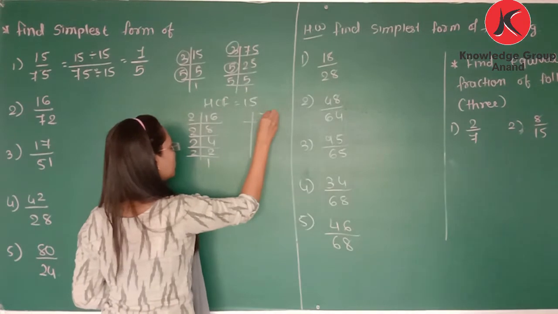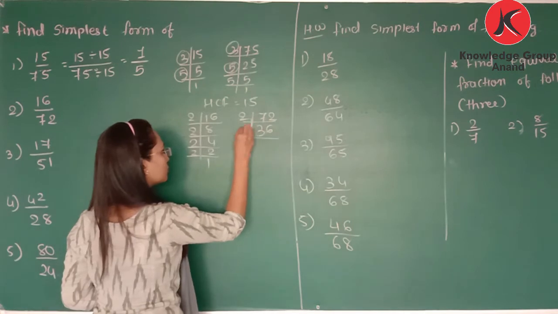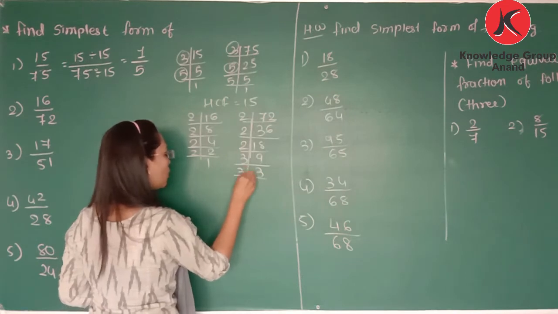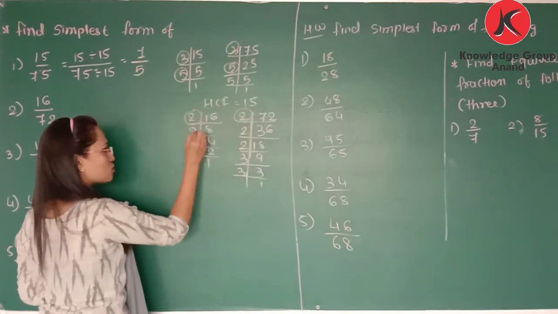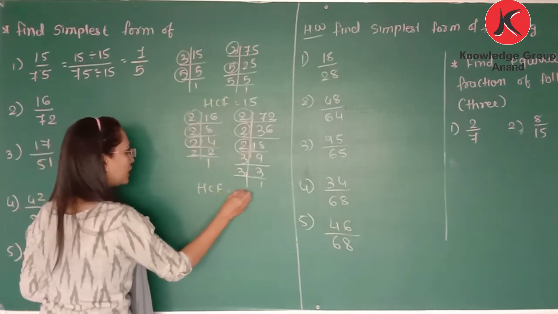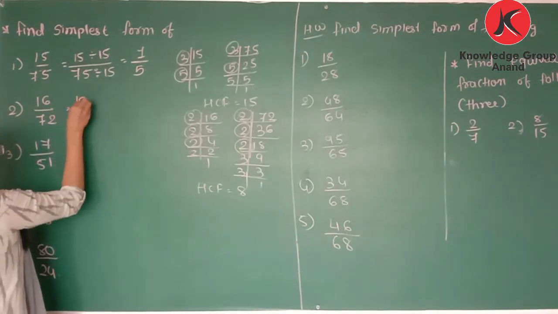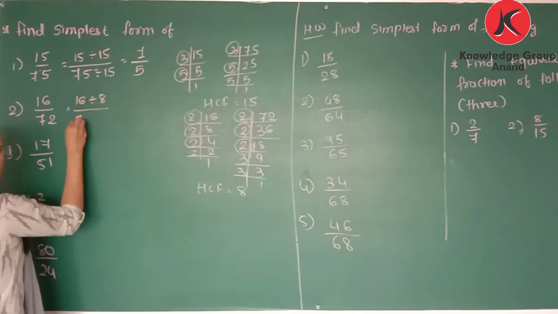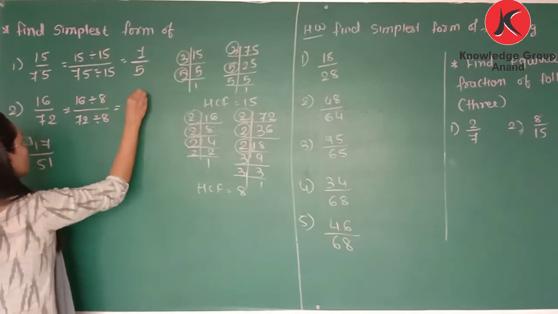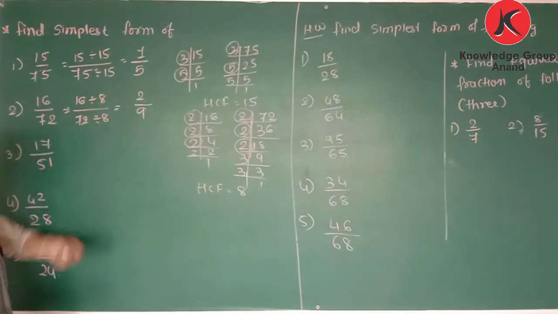Now 72. 3 times 2. So HCF will be 8. 2 2s are 4 2s are 8. Means divide this both number with 8. So 16 is divided by 8. 72 is divided by 8. So here you will get 2 and 72 divided by 8 will be 9. Clear? So now it is a simplicity.